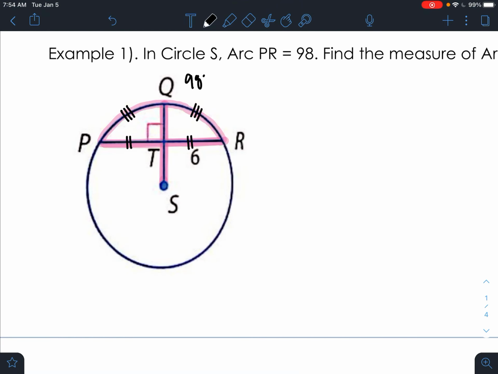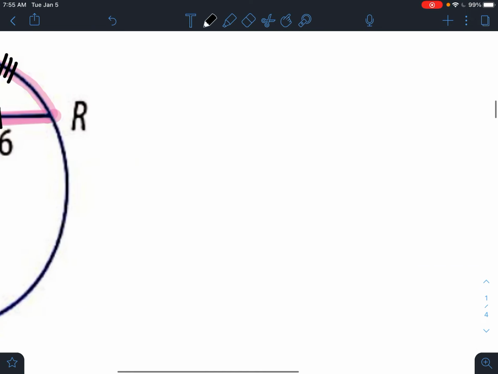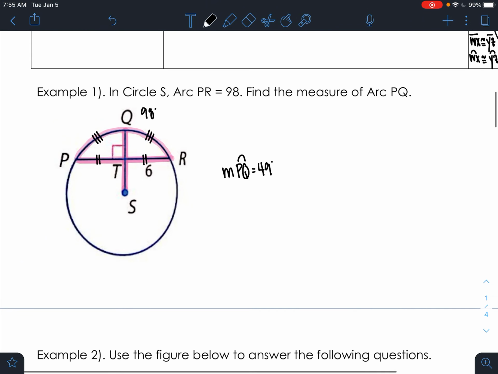So if the full arc is 98, then when we divide it, we get 49. All right, so the arc measure of PQ is equal to 49. So we just cut that 98 in half, all right, because it's split into congruent arcs.